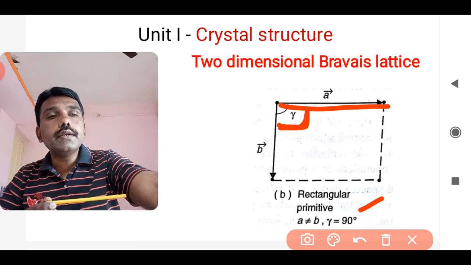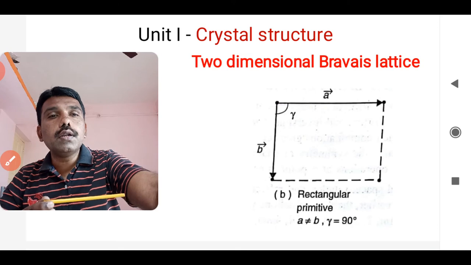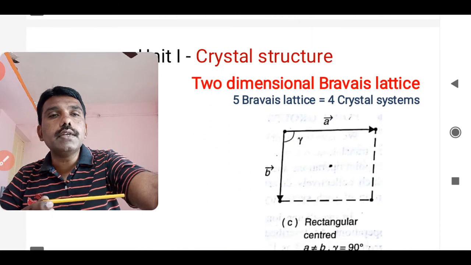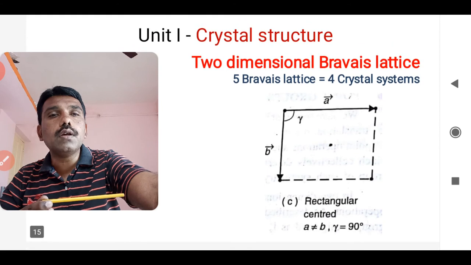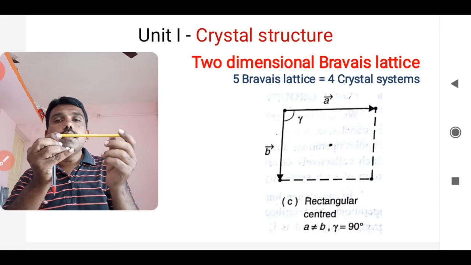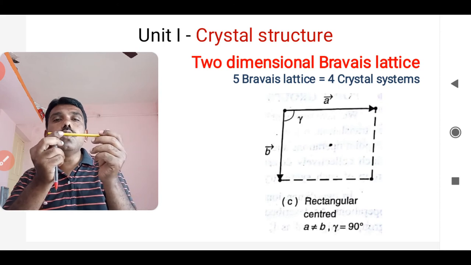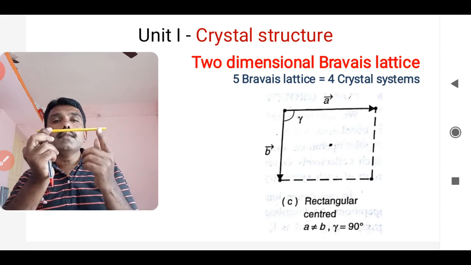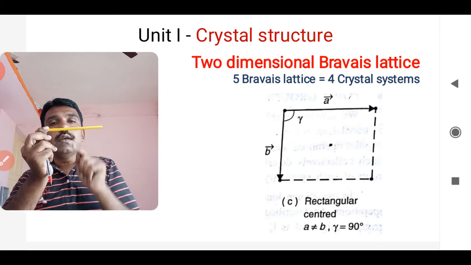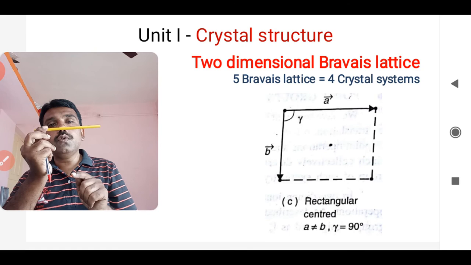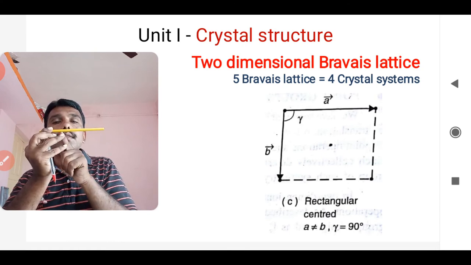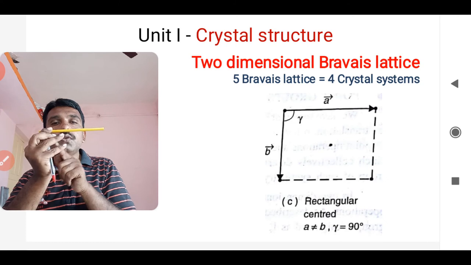This is important to mention because the other two-dimensional Bravais lattice is also part of the rectangular, but it is called rectangular centered. Now, what does rectangular centered mean? When it is rectangular, one side is larger and the other side is small, the opposite lines are equal, and the vectors have an angle of 90 degrees.